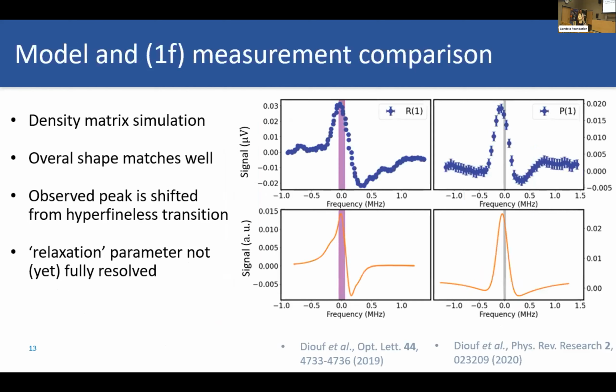If we then do a density matrix simulation, where we use a set of coupled Bloch equations, integrating over the velocity, detuning, everything, and we do a parametric sweep over the relaxation parameter, we see that for a certain common set of parameters, we can actually get a numerical output which rather well agrees with the two shapes of the P1 and the R1 transition. However, the origin of this relaxation parameter was not yet fully resolved. We also see that the hyperfine transition center is a bit shifted from the observed peaks in these simulations.